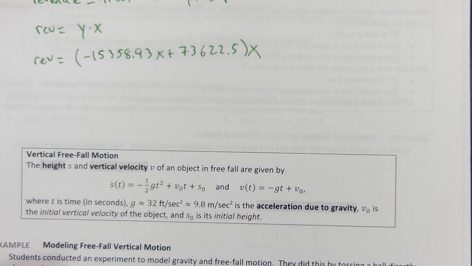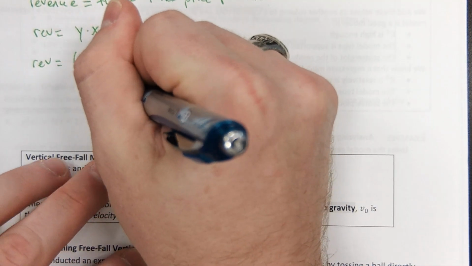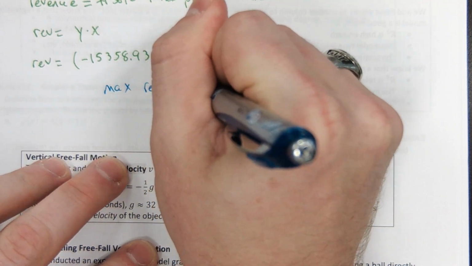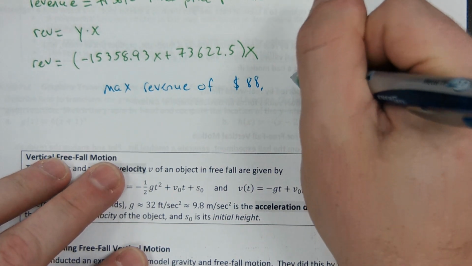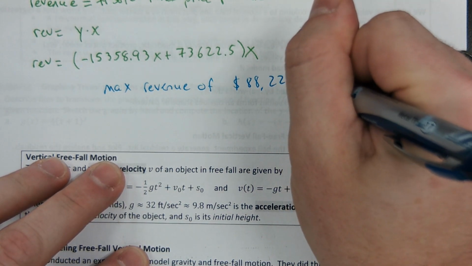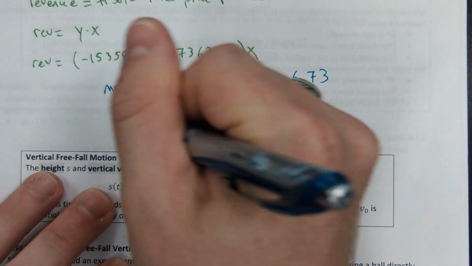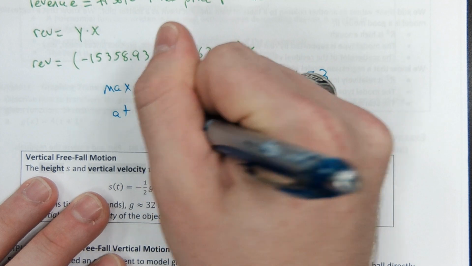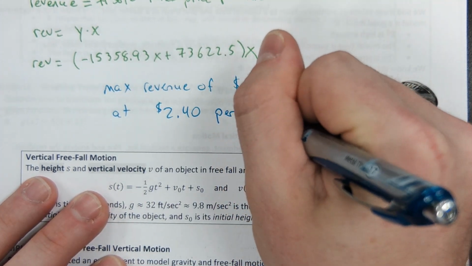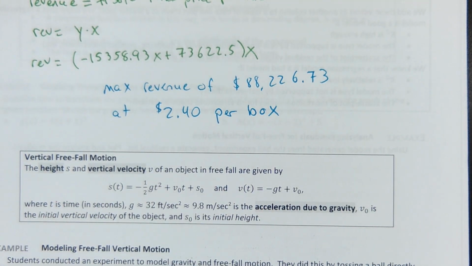So the max revenue of $88,226.73 at $2.40 per box. It's how much money came into the store. Because it didn't tell us how many boxes we sold at that price.